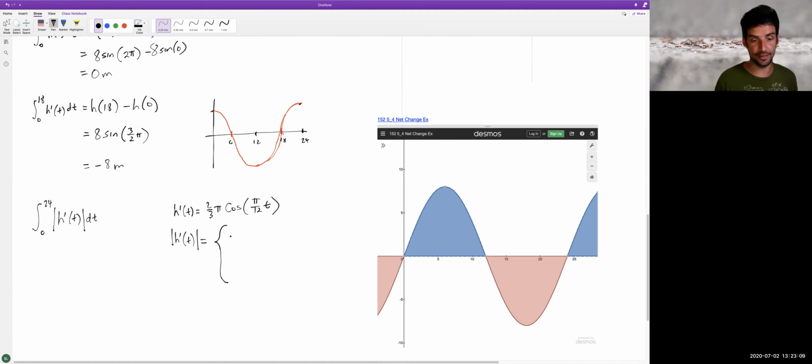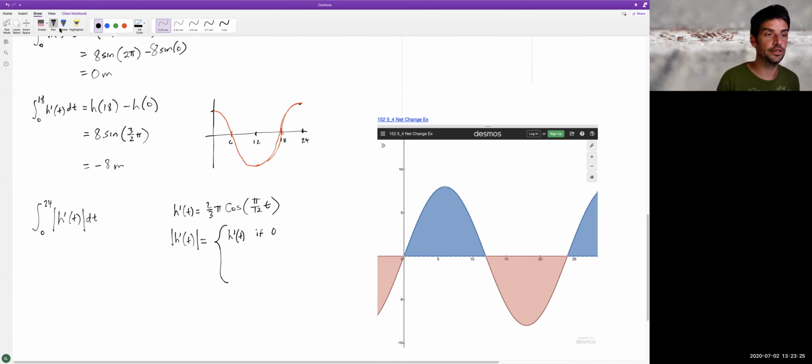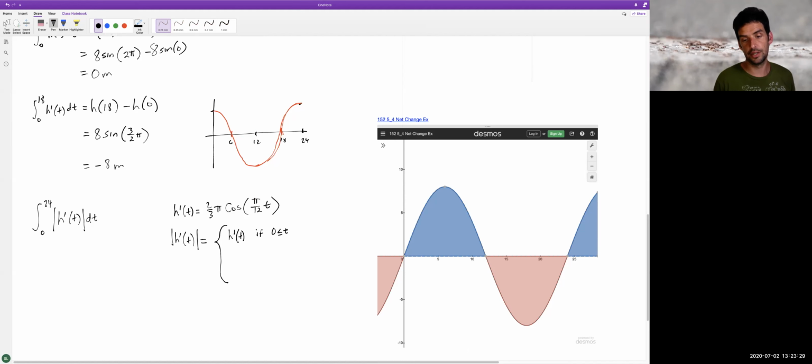Well, when it's positive, it does nothing. So it just leaves h prime alone if t is between, or let's say, I'll do it this way: if t is between 0 and 6, or t is between 18 and 24.